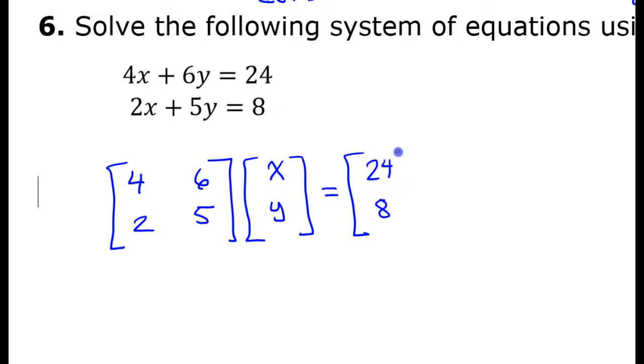Now, similar to a linear algebra equation, let's call this matrix A, and I'll call this matrix V for variable matrix, and let's call this matrix B. So my matrix equation is matrix A times matrix V is equal to matrix B.